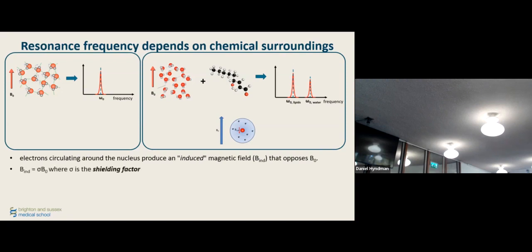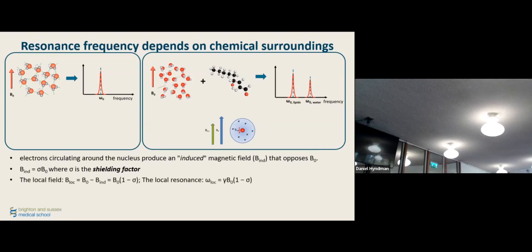Now, this shielding is expressed in equations by the electron shielding constant sigma, and we say that the B induced is the B naught, the actual external magnetic field, scaled down a little bit by this shielding factor that we call sigma.